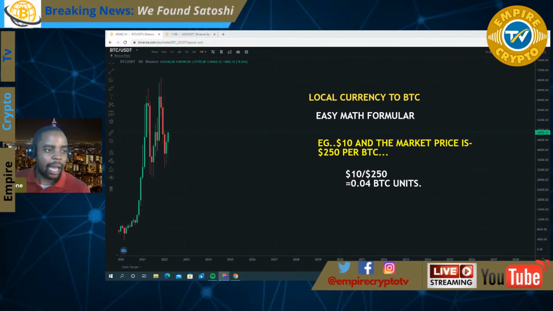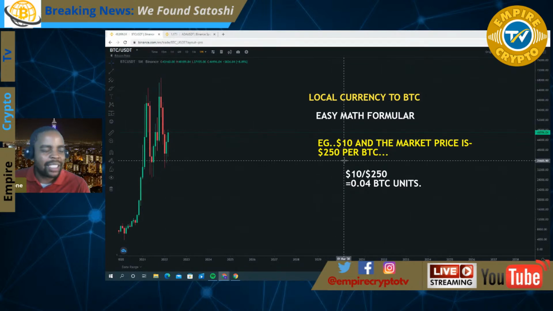Maybe there are sites that may help you, but it will also help you to understand the mathematical formulas and their steps. Right here, I have the formula: local currency to BTC. Easy math formula, okay? Let's say for instance, you have $10. It can be 10 rupees, 10 rand, 10 yuan, 10 Japanese yen, whatever local currency you are using. But now we're gonna use the dollar as an example. And the market price, for instance, the price of Bitcoin, let's say is $250.